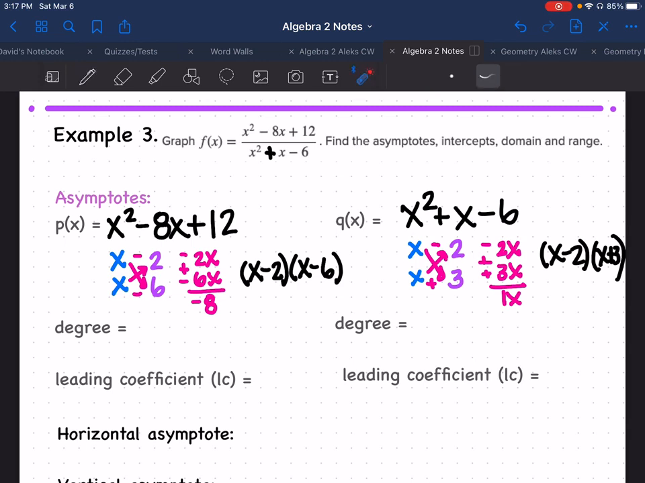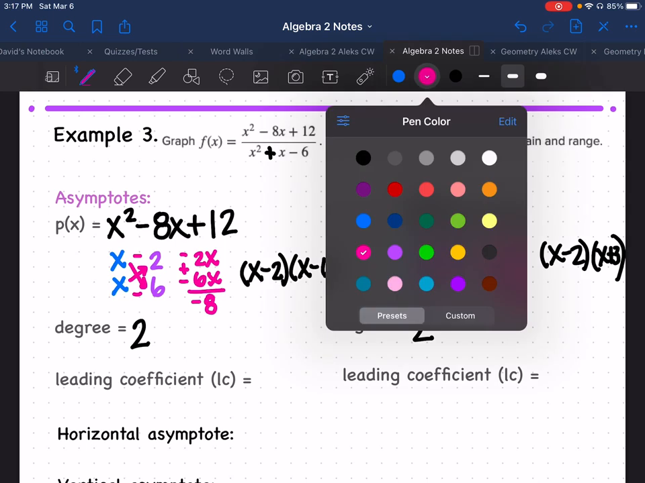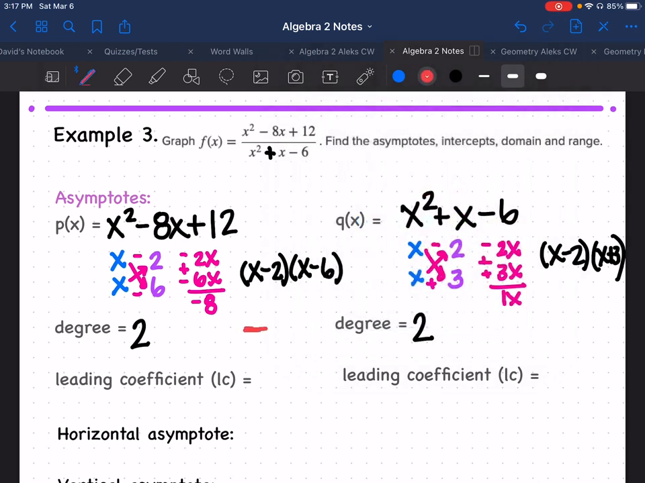Both of them have this factor of x minus 2. And for them both to have that, I've got to have a plus x on the bottom. That should be an x squared plus x minus 6. There we go. So if I go back and look, both of my leading terms are x squared. So my degree on both of them is 2, which does mean that they are equal.